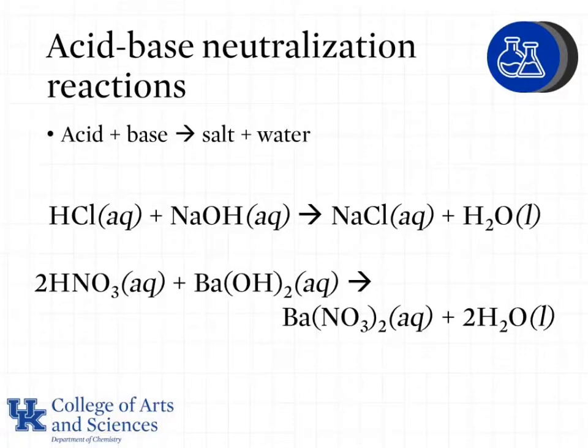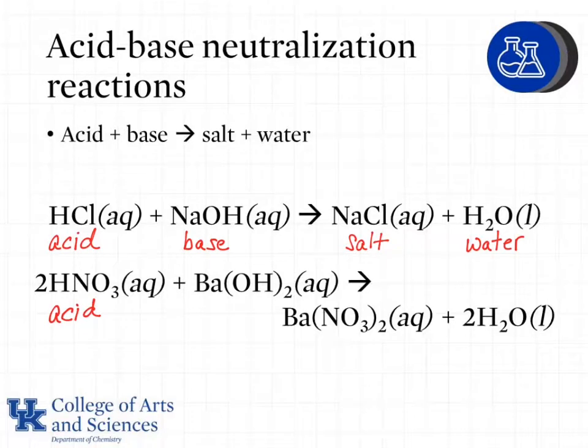Acid and base reactions are often called neutralization reactions. An acid and a base produce a salt and water, which are generally neutral. For example, HCl is an acid, NaOH is a base, and we produce NaCl, which is table salt, and water. Another example is HNO3, which is an acid, Ba(OH)2, which is a base, barium nitrate, which is a salt, plus water.